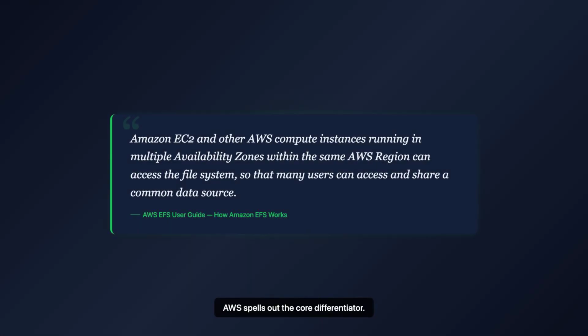Amazon Web Services spells out the core differentiator. EC2 and other compute instances running in multiple availability zones within the same region can all access the file system, so many users share a common data source. That's the line to remember. Multiple instances, multiple zones, one shared source. That's precisely what EBS cannot do, and it's the cue that a question is pointing at EFS.